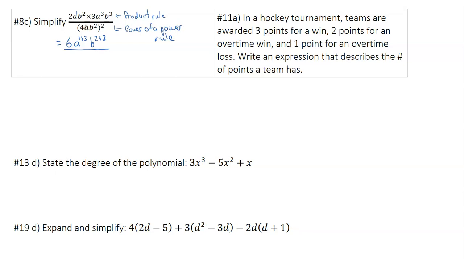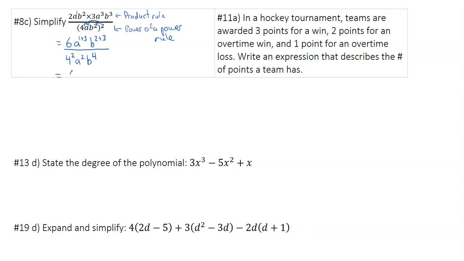In this case, don't forget that this 4 is like it's to the power of 1. So when we bring the power of a power rule out, we need to make sure that we include the coefficient as well, the 4. So this becomes 4 squared, a squared, b to the 4. We multiply those together. 1 times 2 gives you 4 to the power of 2. A to the power of 1 times 2 gives you a to the power of 2. And b to the power of 2 times 2 gives you b to the 4.